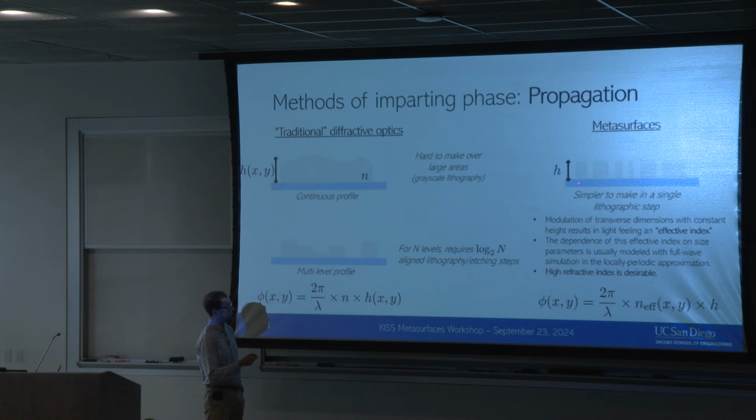With metasurfaces, the more common way, although this was not exclusively the provenance of metasurfaces, is to have uniform height structures and modulate their transverse profile, thereby controlling the effective index that light experiences locally when propagating through them.